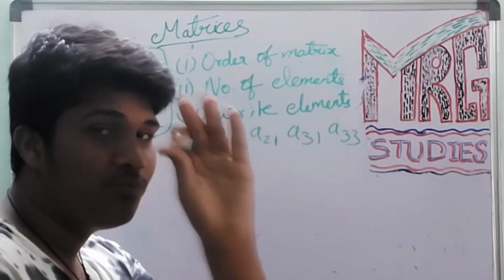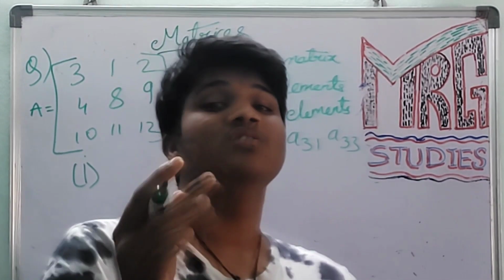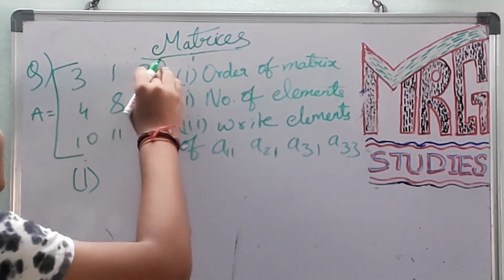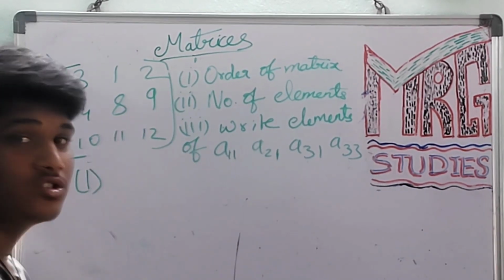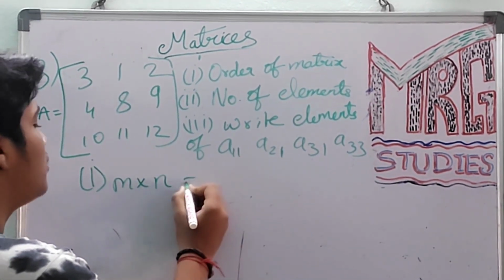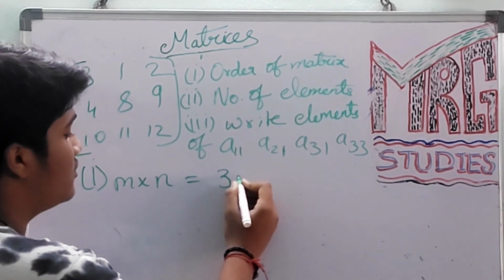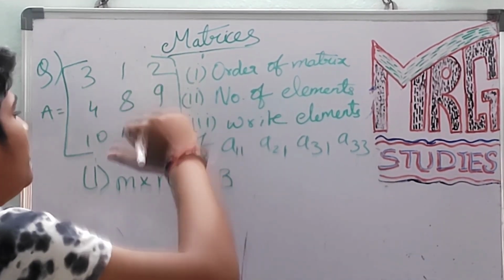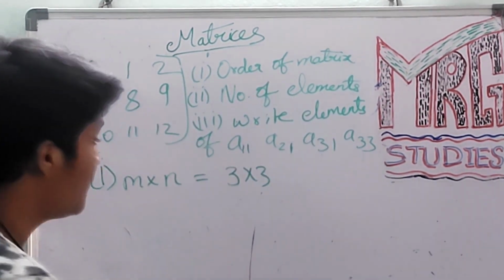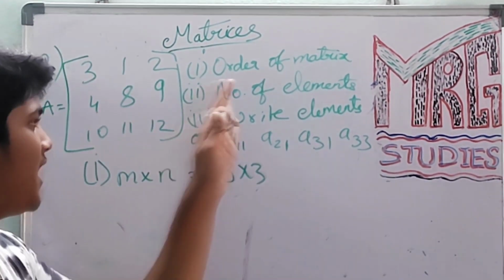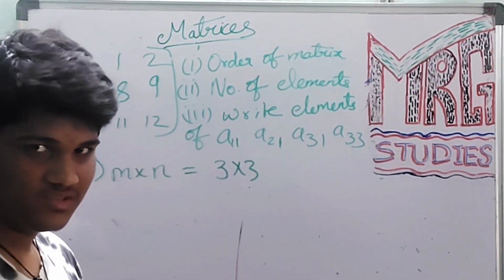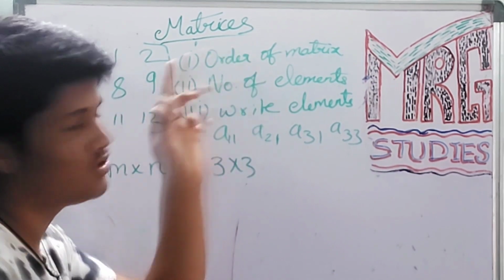How do you find the order of matrix? By counting rows and columns, right? So how many rows do we have here? 1, 2, 3. So here we have 3 rows, and columns 1, 2, 3, 3 columns. So 3 into 3 is the order of this matrix. Okay? So this is the answer to the first question.